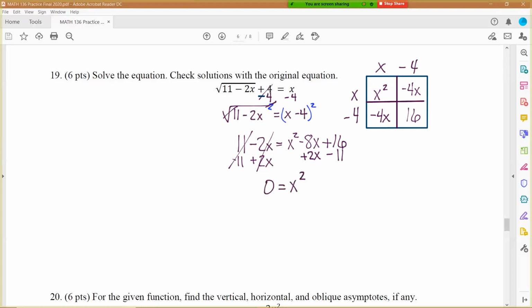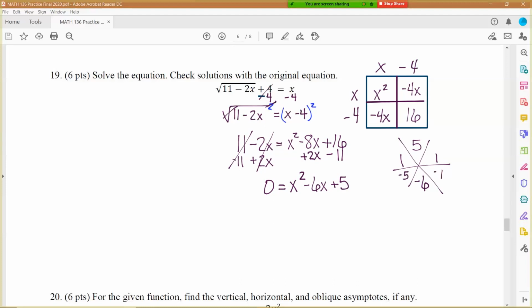Nothing combines with the x squared, so it comes down. Then I'm going to take negative 8x plus 2x to get negative 6x. I'm going to take 16 minus 11 to get positive 5. And again, I have a quadratic, so I want to see if I can factor it using my asterisks. It does look like a problem that will factor that way. So 1 in the top left, top right, negative 6 in the bottom middle, and positive 5 in the top middle. So we're looking for two numbers that multiply to give us positive 5, but add to give us negative 6.